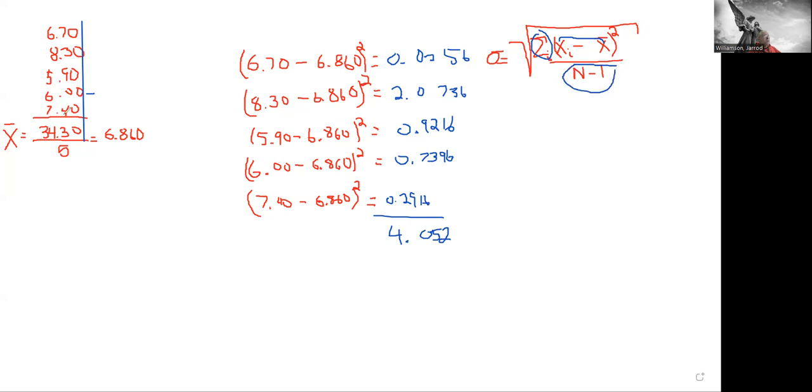N is the number of measurements. That's 5. So I'm going to go 4.052 divided by 5 minus 1. So it's 4.052 divided by 4. That's going to give me 1.013. Then I have to take the square root of that.